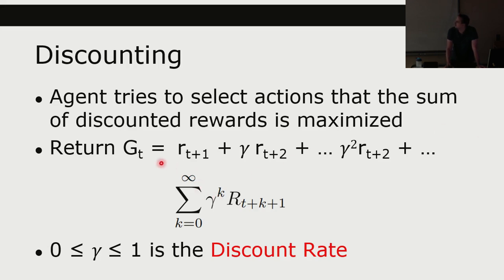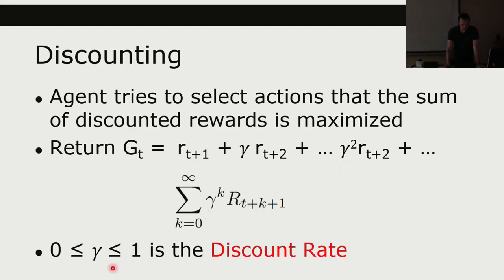The return here is G of t. So far in the class, we've been talking about the next reward plus the next reward plus the next reward, etc., up until the end of this episode. Well, it turns out that in some cases, we're going to want to value rewards differently based on when they happen. A generalized way of doing that is this concept called discounting.